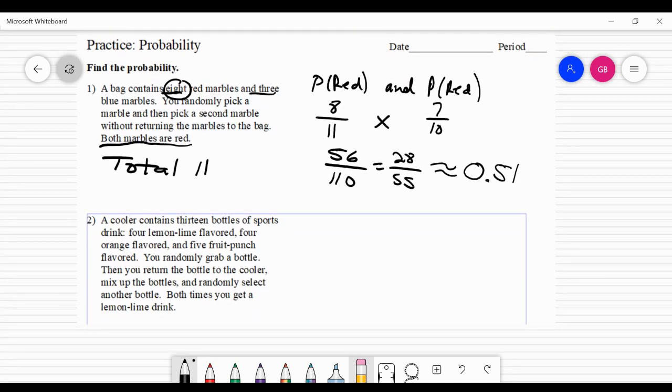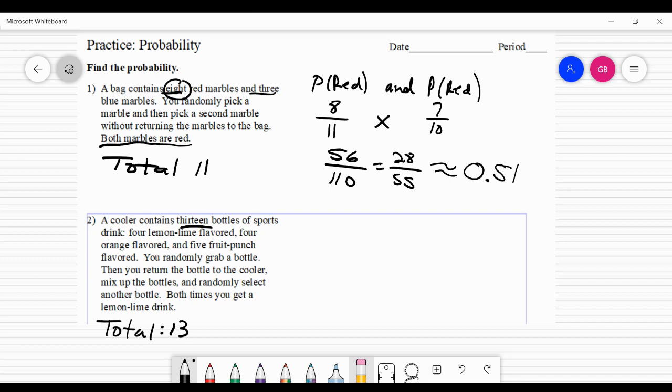Okay. Number 2, a cooler contains 13 bottles of sports drink, 4 lemon lime, 4 orange, 5 fruit punch. You randomly grab a bottle, then you return the bottle to the cooler, mix up the bottles, and randomly select another bottle. Both times you get lemon lime. First, let's get the total. Oh, it's already given. It's 13. Okay, both times are lemon lime.